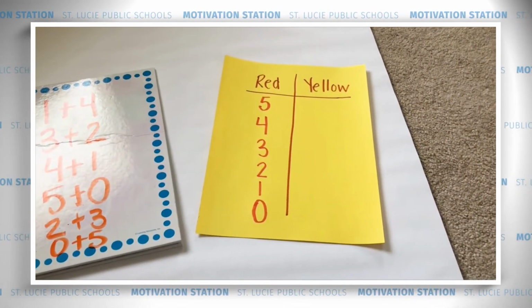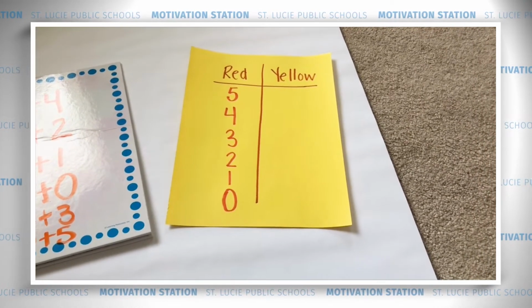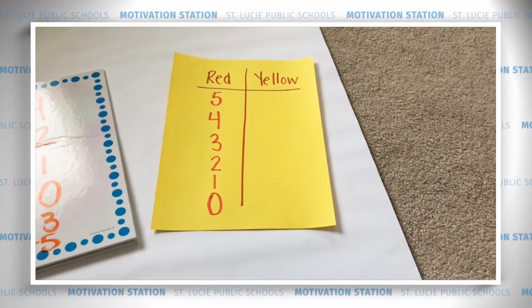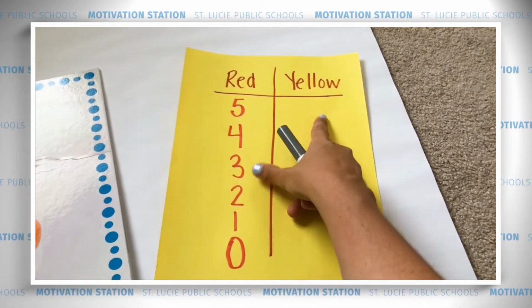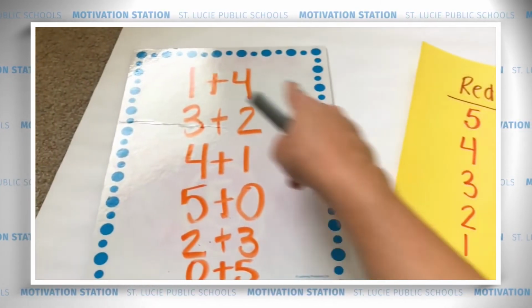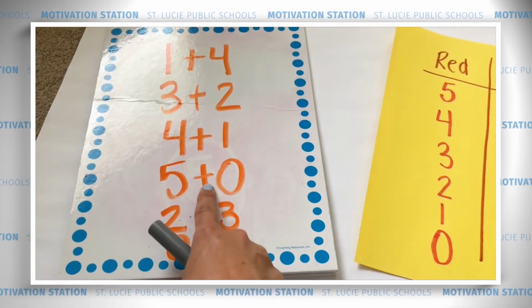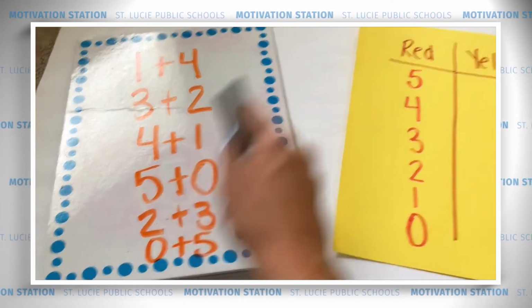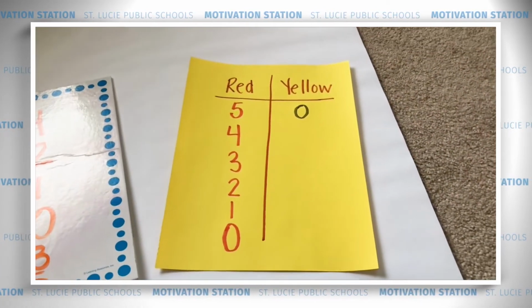Now we'll list the number of yellows that go with each number of reds to make 5. Look at the list of pair of add-ins we wrote on the board to help. Okay, so if we have 5 reds, how many yellows would we have? Now let's look over here. Let's look for what starts with 5. Oh, here it is, 5 plus 0. So if we have 5 reds, then we'd have 0 yellows. Okay, great. Let's go to the next one.